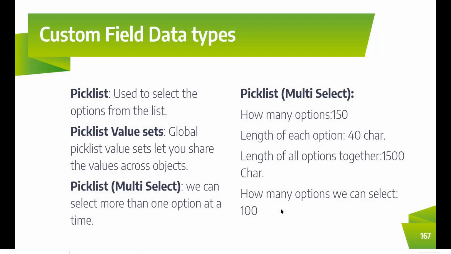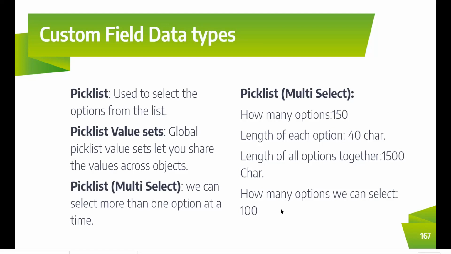Basically, we have three types of pick list. One is going to be pick list, the normal pick list. The next one is pick list value sets. That is called global pick list. The next one is pick list multi-select. For normal pick list, you have to specify the values there. Whereas coming to pick list value sets, it is a global pick list. You're going to create a global pick list, and then instead of creating values in a pick list, you're going to add the global pick list here.